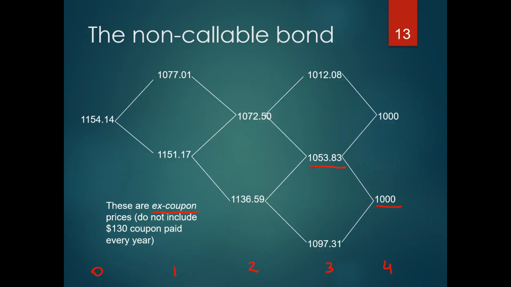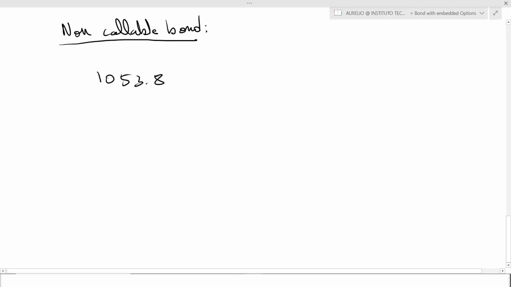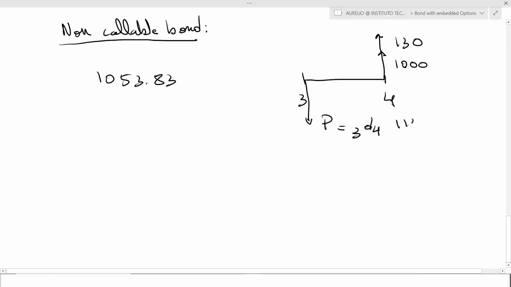So now let's derive this price, the 1053.83. To derive it, we need to take into account that we have cash flow at time 3 and then at time 4. At time 4, we're going to receive the face value, the 1,000, but also the coupon, so we receive 1130. The price of the bond would be 3d4 times 1130, which is 0.9326 times 1130. And this gives us 1053.83.